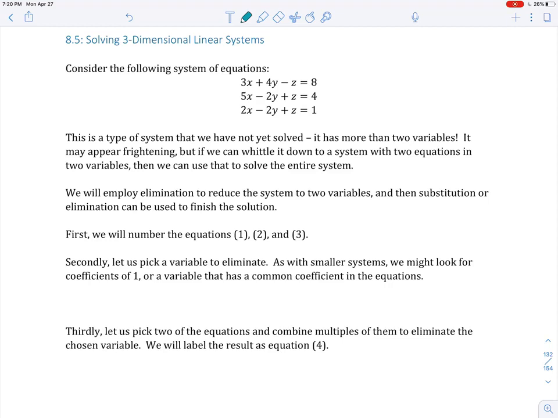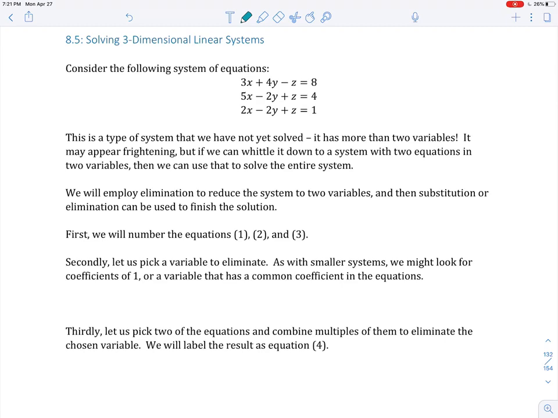Hello, 8.5! We're going to be solving three-dimensional linear systems. How? Ooh, elimination! But then, whatever you want. Sick. Now, we've got this system here. It's not just in terms of X and Y. It's got a Z in there. This is a 3D system. It exists in 3D space. How in the heck do we do this? It is not quite the doozy that it might initially appear to be.